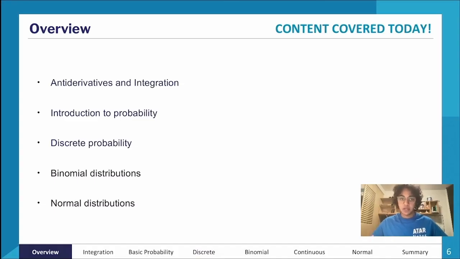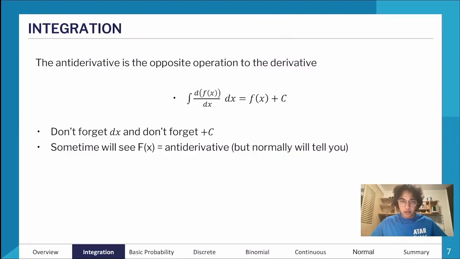You would be familiar with a lot of the prerequisite stuff. You definitely would have covered it in Year 10 and Year 11. After that, we're going to be talking about discrete probability, and then an extension of discrete probability known as binomial distributions. Then we're going to finish up with continuous and normal probability, or normal distributions. All right, let's get started with integration.